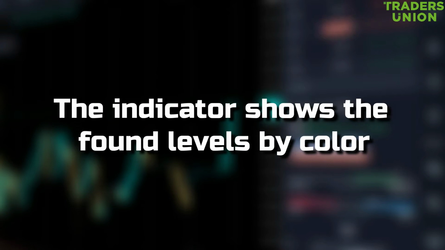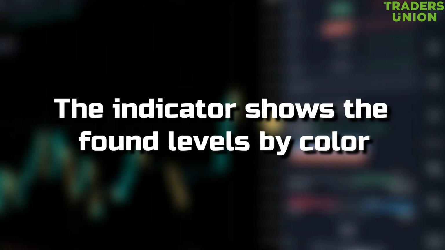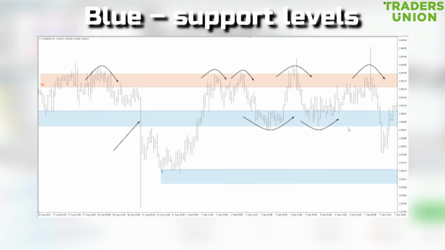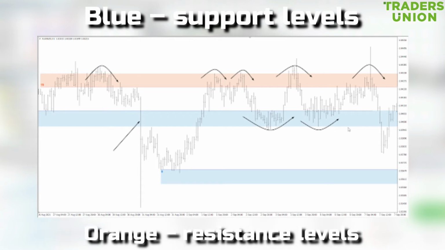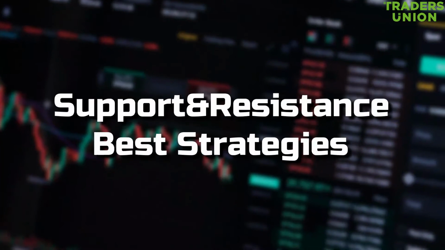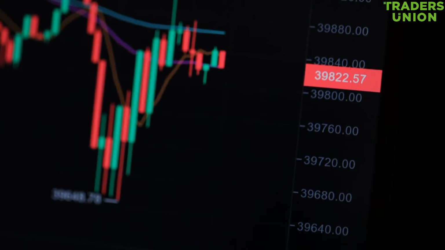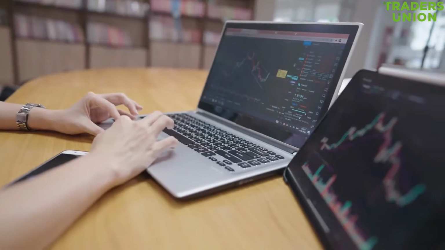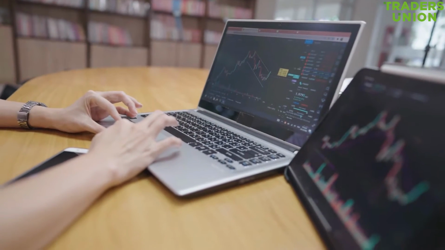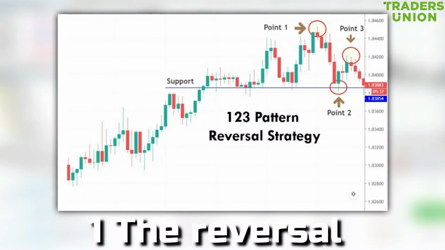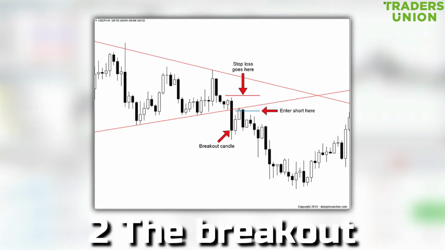The indicator shows the found levels by color. Blue, support levels. Orange, resistance levels. Support and resistance best strategies. Based on the support and resistance levels, there are three fundamental trading strategies, which are as follows. 1. The reversal. 2. The breakout. 3. The breakout test.